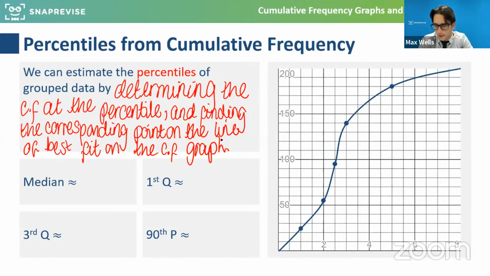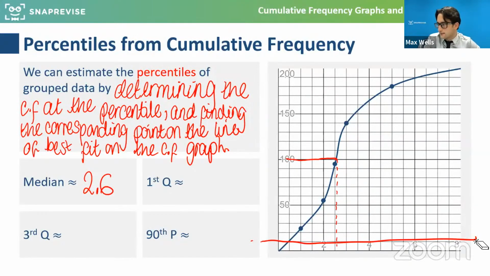I think this will make more sense when we go through an example. So for this one here, we've got 200 bits of data. And so if we wanted the median, hopefully everyone's happy that that would just be at the 100th value. You'd go across and then you'd read it down, and you try to determine what that would be. In that case, we can say that the median is approximately 2.6. So you're reading off the value on the x-axis. Good, so hopefully that's nice and clear.